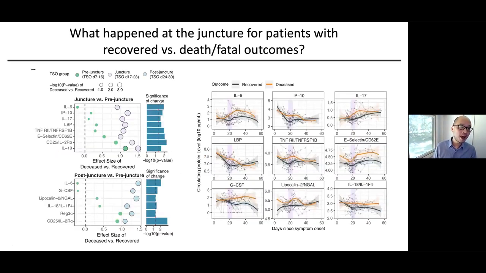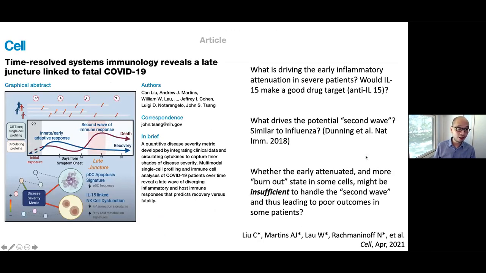And that's what we found. If you look specifically at what we call the juncture period, we see that a number of cytokines, including IL-6, IP10, IL-17, start to diverge between these two groups of patients. You can see that, for example, IL-6 is shooting up right before this period, in purple here. You can also see signs of tissue damage going up. For example, lipocalin is going up, and endothelial damage is also going up in the critical and deceased patients. So it looks like there's a divergence going on.